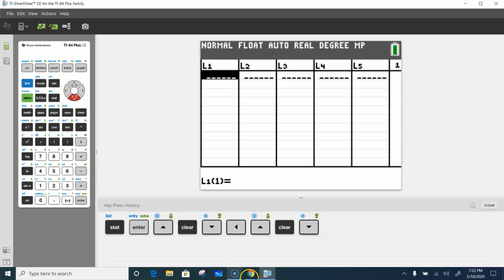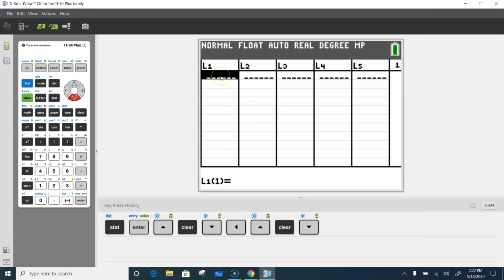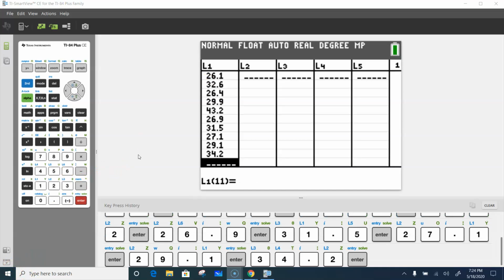So I'm going to take those numbers that I have here, and I'm going to put them in that list. Okay, 26.1, 32.6, and so on. So I have 10 numbers in my list. Hopefully I didn't make a typo somewhere in there.